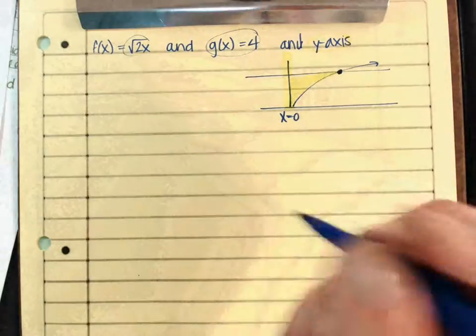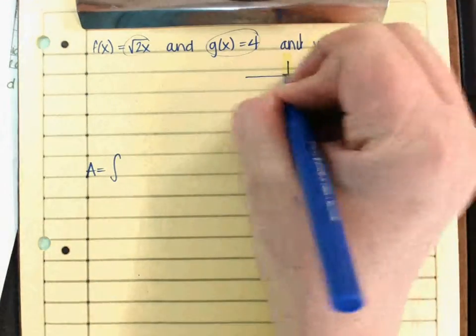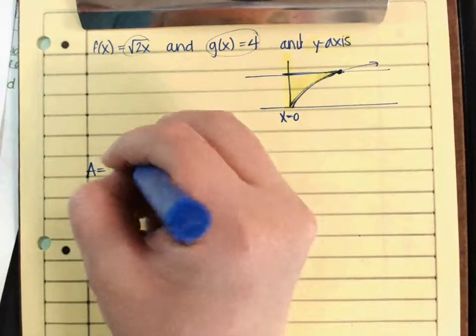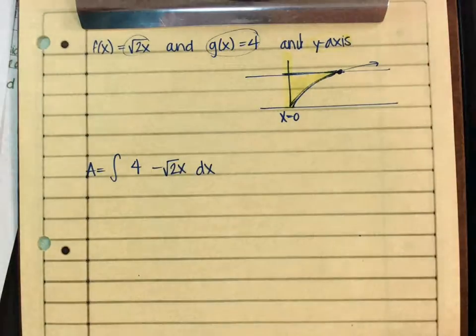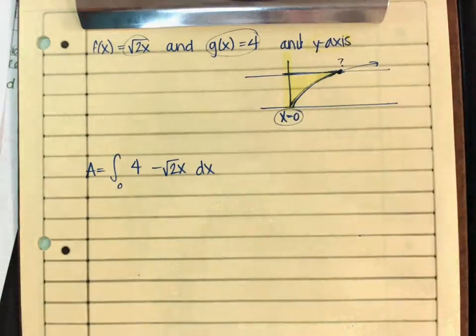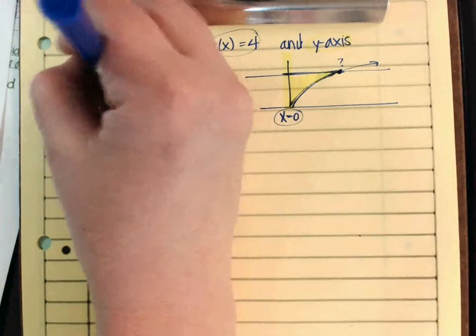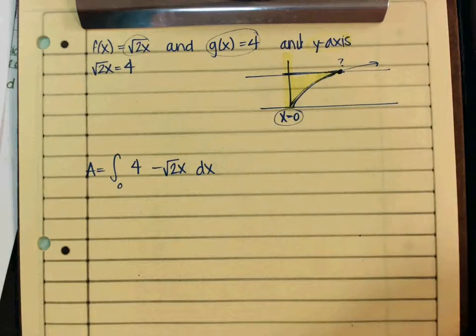So it'll be area equals the integral top minus bottom. My straight line is on top. My curve is on bottom, so it'd be 4 minus root 2x dx. My lower bound I know is a 0. My upper bound I'm going to have to find. Remember, the way that you find that is by setting them equal. So root 2x equals 4, and then we'd solve that.